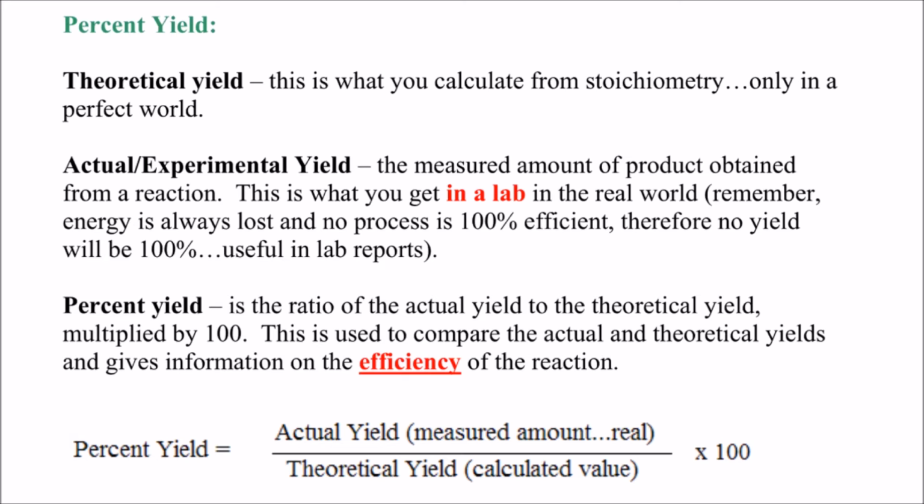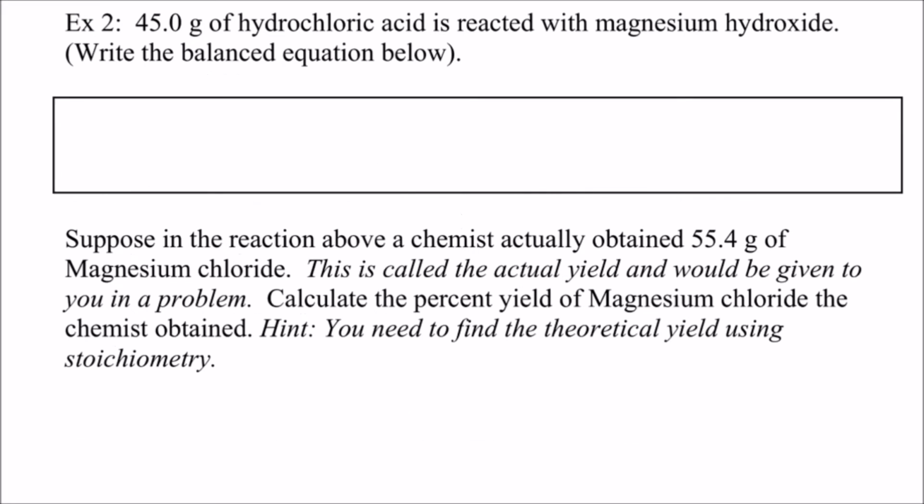Alright, so here's your formula for percent yield, and yes, you need to memorize it. Percent yield is equal to the actual yield, or the experimental yield, divided by the theoretical yield, times 100. Alright, so let's do a practice question.